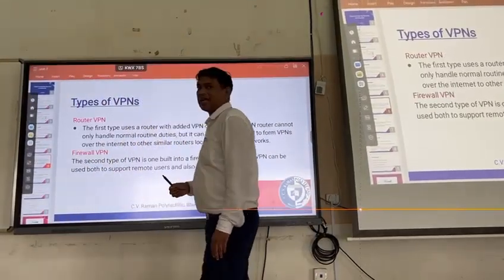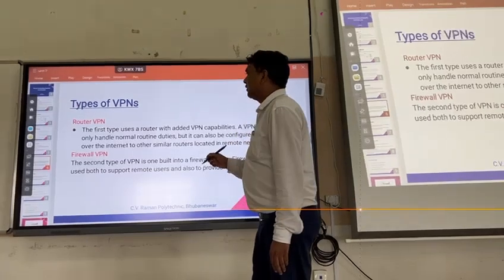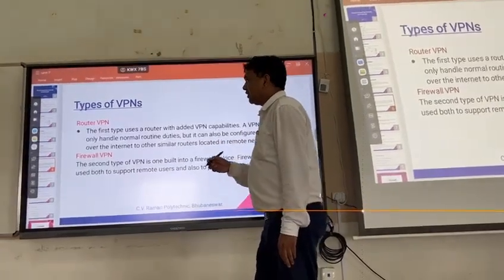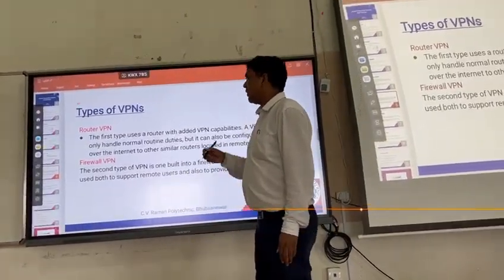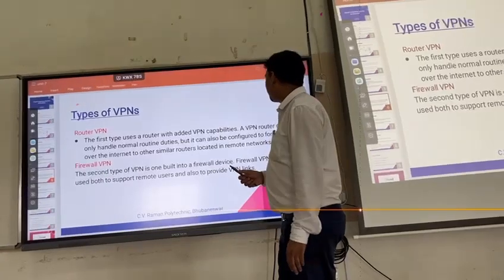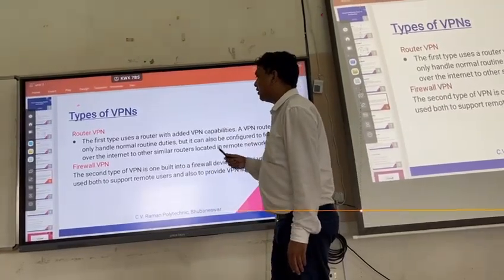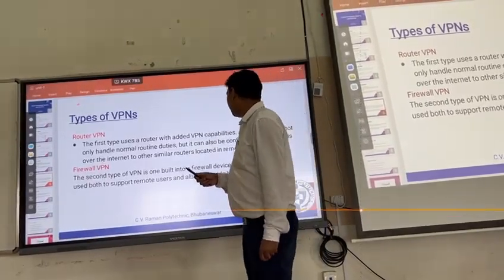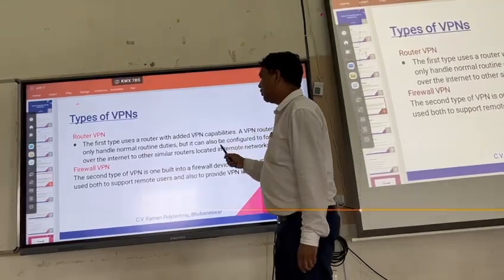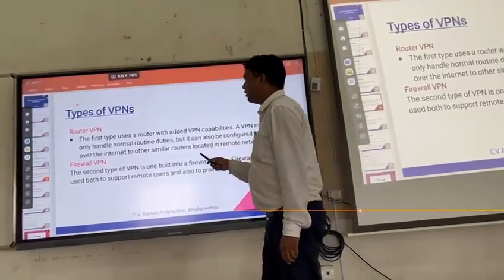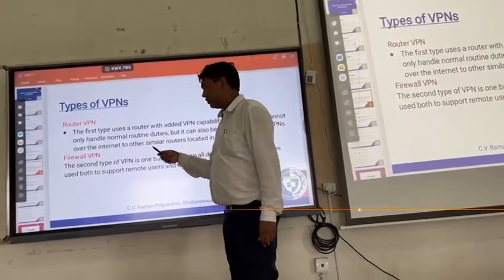Then you can go for the types of VPN. One is your router VPN, another is your firewall VPN. The first type is router VPN, which means the VPN router can not only handle the normal routing duties. Means there is a VPN over the internet and it can connect the two devices with the help of a router.